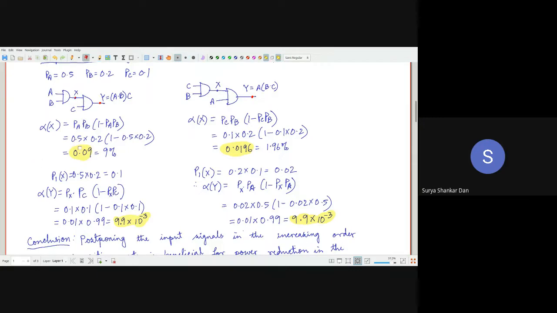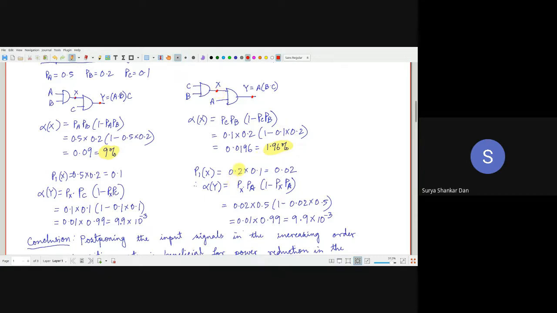So what do we conclude? This is only 1.96%, so out of every 100 clock cycles, point X will switch only about twice. 1.96 is roughly 2. This is 9%, so every 100 clock cycles, the node X over here will switch 9 times. Nine times here, only two times there.